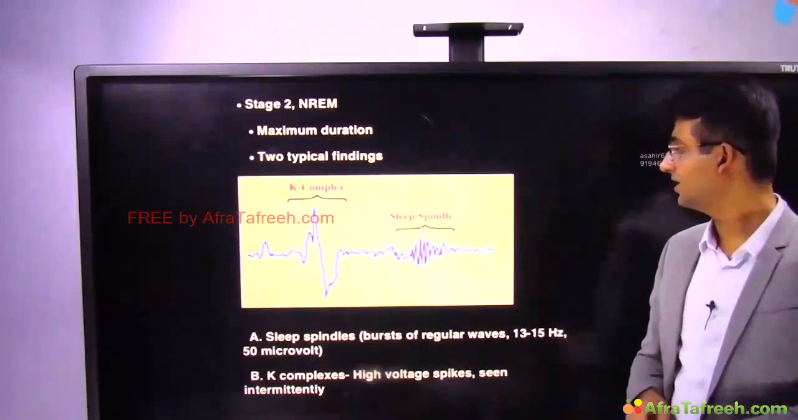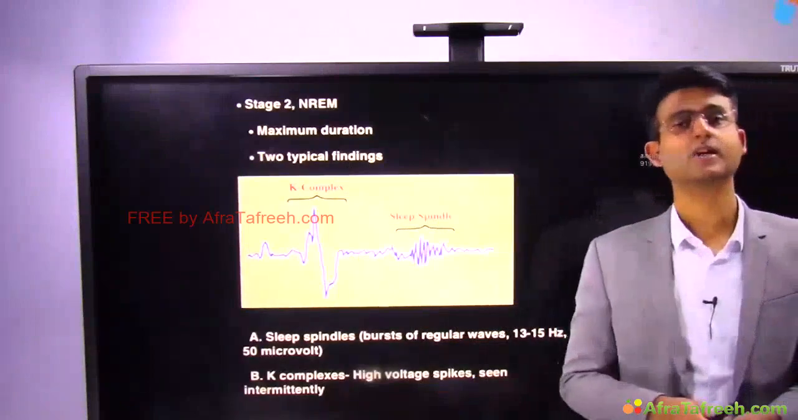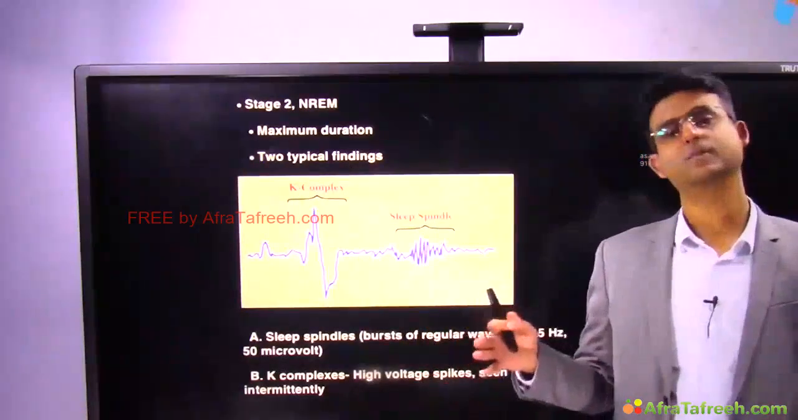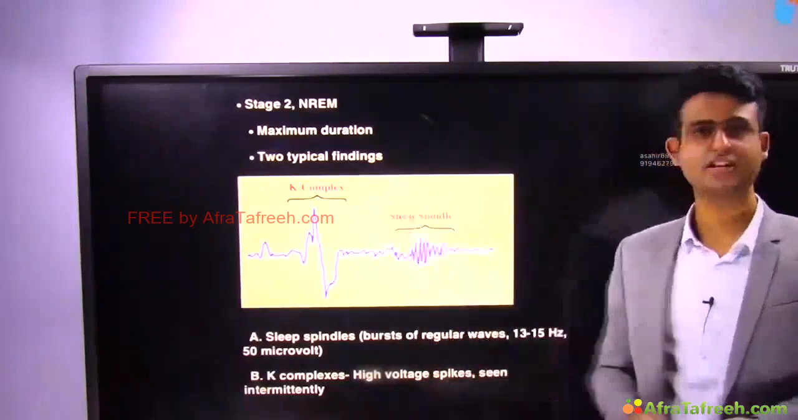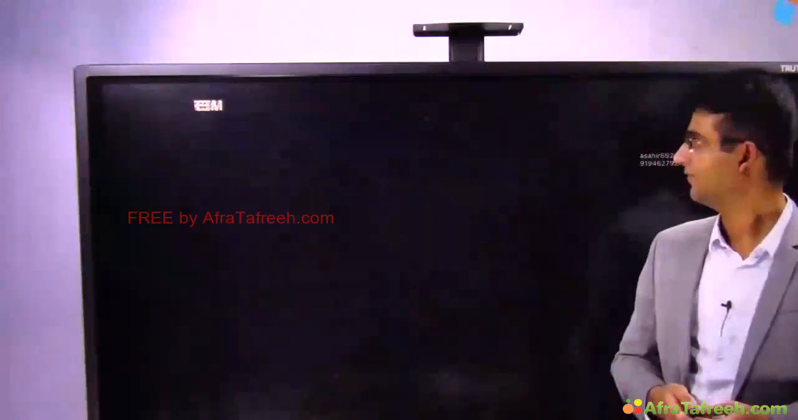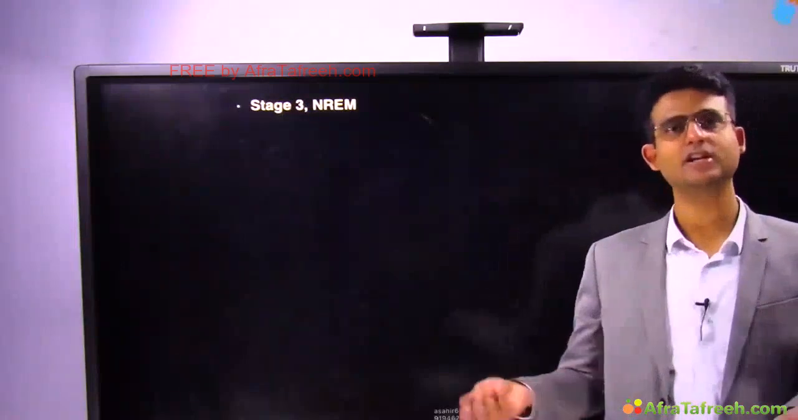Now another important thing about NREM stage 2 is that it is the longest stage. The person while sleeping spends maximum time in stage 2 NREM. Alright, after that we talk about stage 3 NREM. Now this is a deep sleep, NREM 3 and 4.